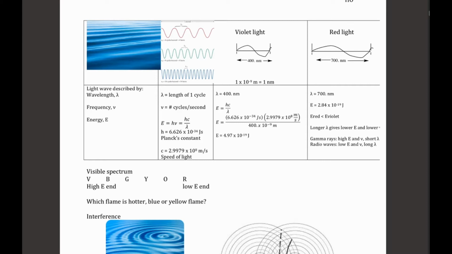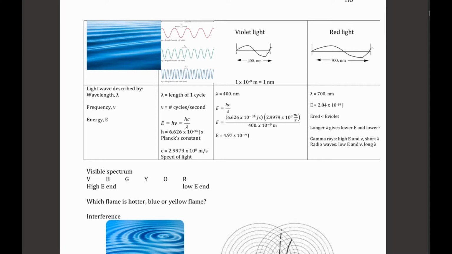So we have to convert from the 400 nanometers to meters, and you see the conversion there. 1 nanometer is 1 times 10 to the minus 9 meters. Units work out, the seconds cancel out, the meters cancel out, so we have just joules. So the energy of that 400 nanometer wavelength light is 4.97 times 10 to the minus 19 joules.